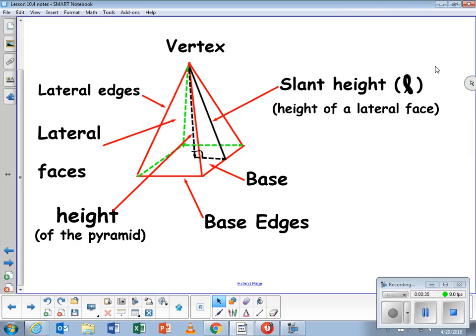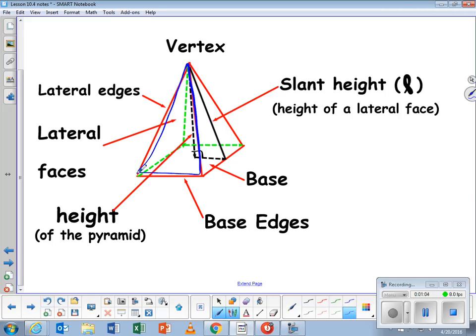But with a pyramid and with a cone, there's some new vocabulary that goes with this. So just to make sure we understand what these are pointing at, I'm going to highlight some things as we go. Lateral edge. This is a lateral edge. Okay. Lateral face. This would be one of the lateral faces.